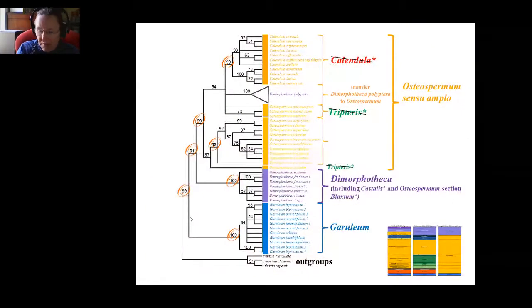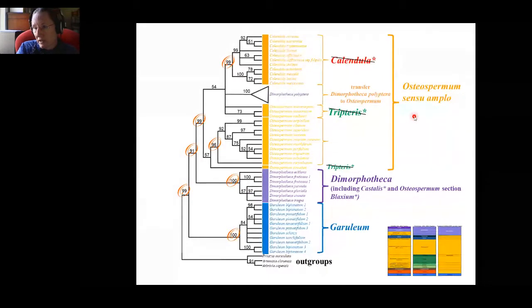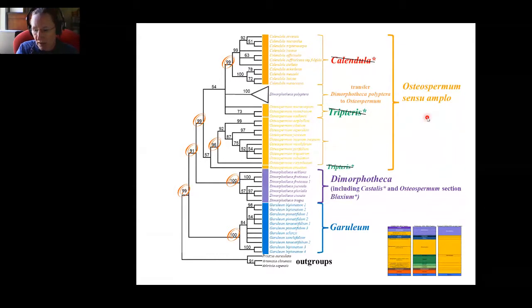In terms of taxonomy, the way forward, I think, is to transfer Dimorphotheca polyptera to Osteospermum. This preliminary phylogeny at least supports Manning and Goldblatt's generic circumscription with a broadened concept of Osteospermum. And as John has said, the advantage of this concept is that at the moment, this is quite poorly sampled phylogenetically. We're certainly adding to it, but relationships within this clade might change. But if they're all in Osteospermum, then that's going to promote taxonomic stability going forward.